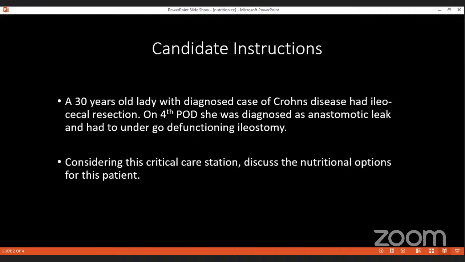complications. Very good. How would you know a patient is suffering from malnutrition? What are the signs you look for?